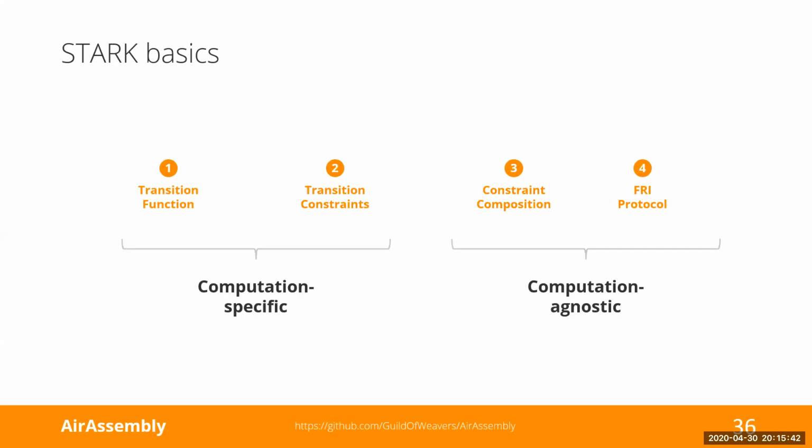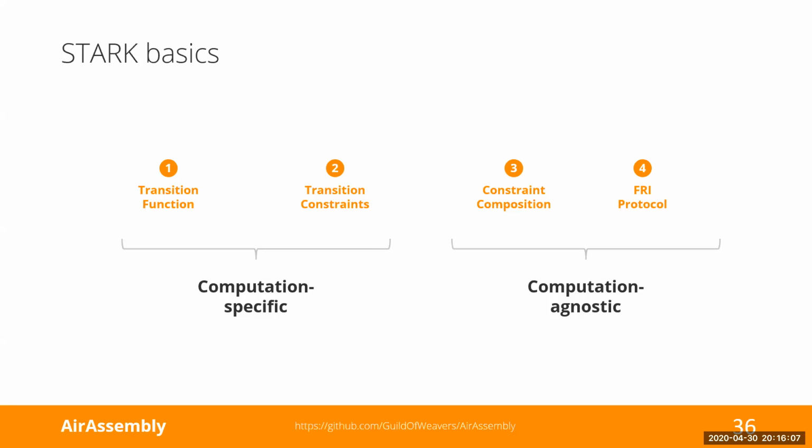And the thing with STARKs is that these two steps are computation specific. How you generate the execution trace and how you generate the constraint evaluations is specific to each computation. Those would be different for a hash function versus a Merkle proof verification or whatever else. But the other parts, the composition polynomial, how you combine them together, how you run the low degree proof, they're really the same. They don't depend on a specific computation.